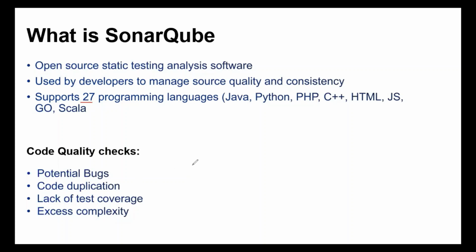Also, we can measure the following parameters as part of the code quality checks. We can identify potential bugs in the code. We can also identify duplication within the code. Then we can see whether the code has sufficient test coverage or is lacking test coverage scenarios, and if there is any excess complexity in the code. All those quality checks can be measured using the SonarQube report.